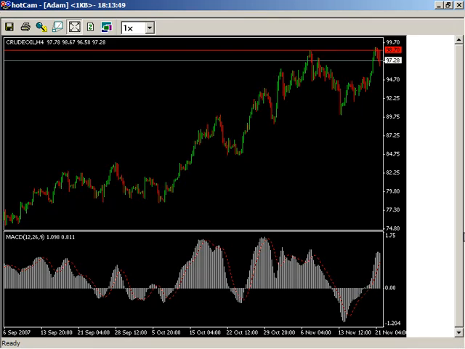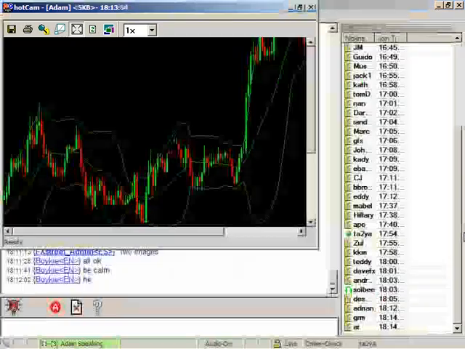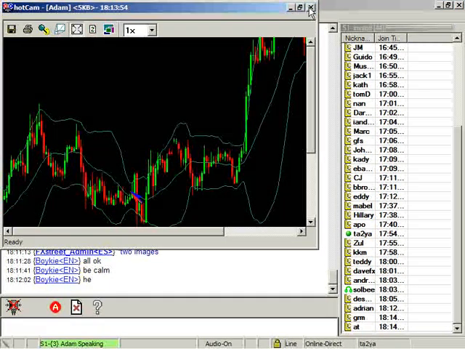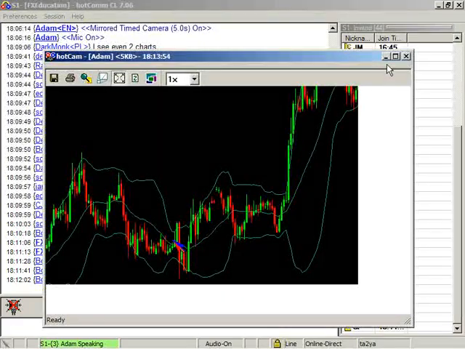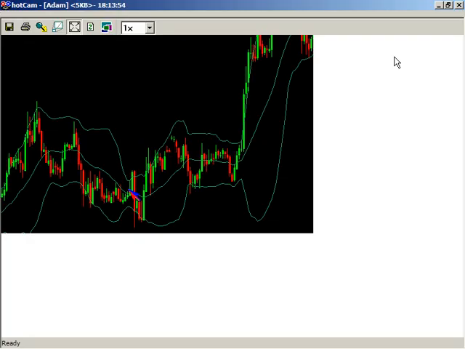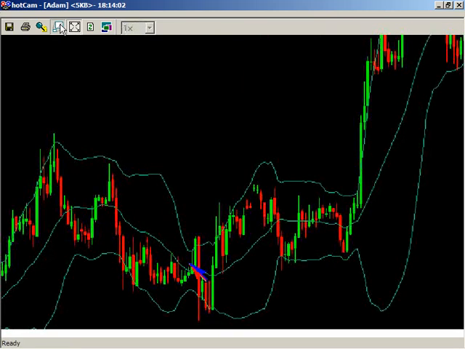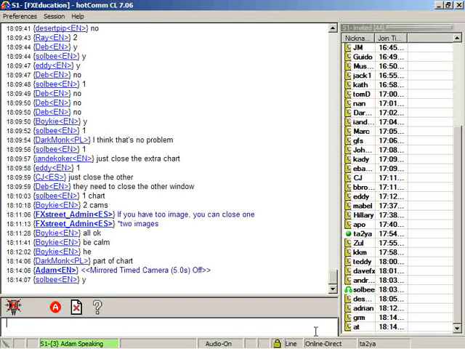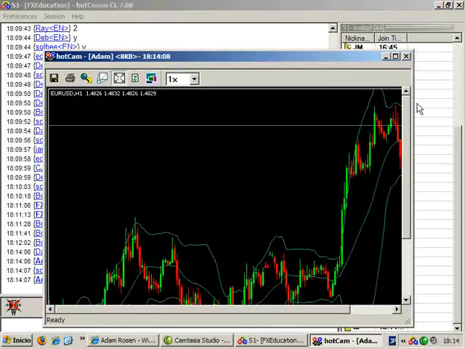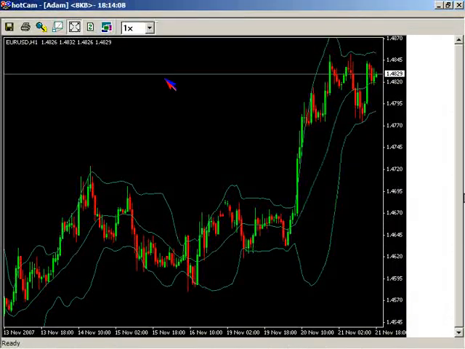Now, I'm going to look at euro dollar. Can you folks see the euro dollar now? It should be a euro dollar chart with the Bollinger Bands. Can you folks see that okay? If not, I will just refresh my charts. All right, I refreshed them. Beautiful. Okay. Now we have the euro dollar 1 hour chart.